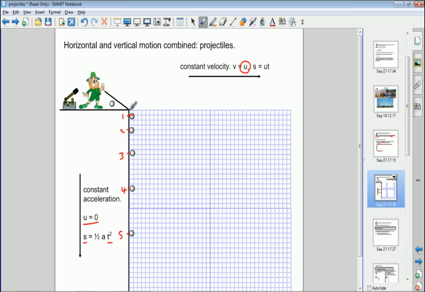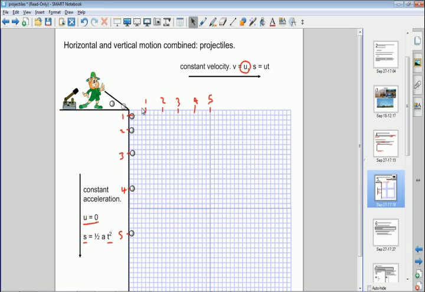So let's say, for example, that it kicks it quite fast, and every second it travels 4 of these squares. So 1, 2, 3, 4. So after the first second it will be there. 1, 2, 3, 4. After the second second it will be there. 1, 2, 3, 4. Third second. 1, 2, 3, 4. Fourth second. 1, 2, 3, 4. So after 5 seconds the ball will have reached that point there.